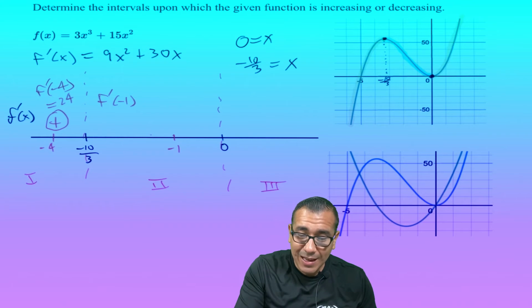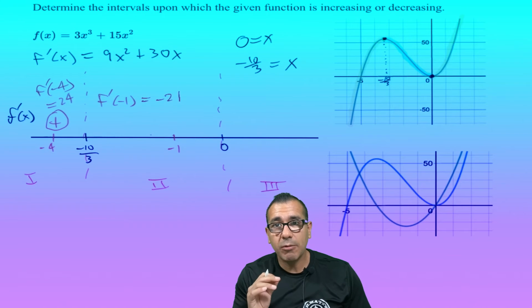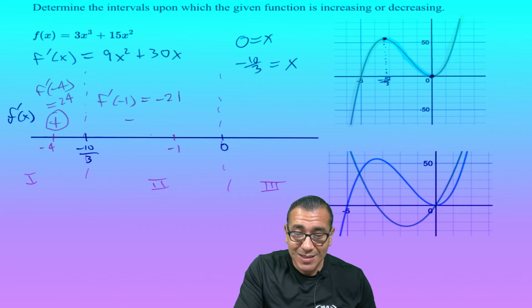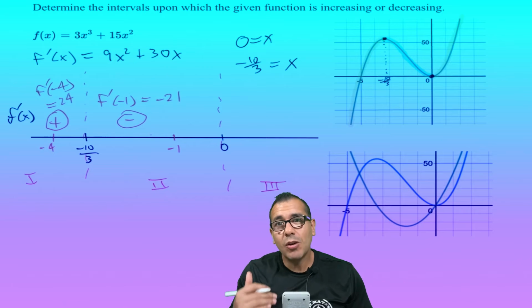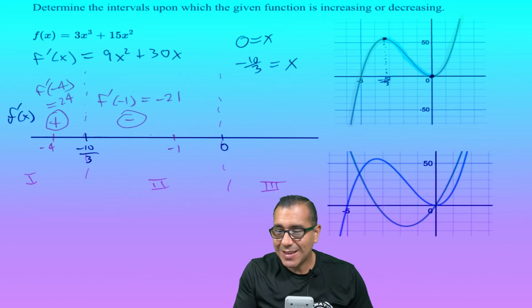And we get -21. And again, the only thing we want to pull from there is whether it is positive or negative. And since f prime is negative in that region, we know that our function is decreasing. And that's exactly what we see here. Our function is decreasing from -10/3 all the way to 0.